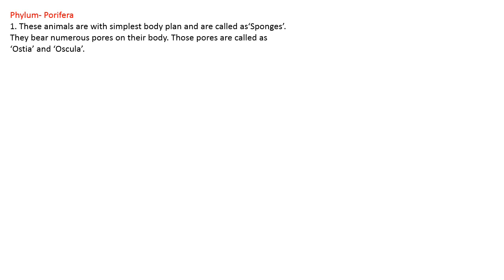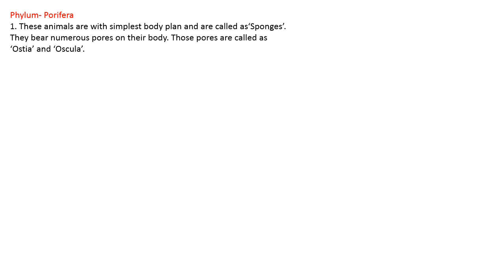They bear numerous pores on their body. As I said, on their body there will be numerous pores, many multiple pores. Pores means small openings. Those pores are called ostia and oscula. Among these pores, certain pores are going to be bigger and certain pores smaller. The smaller pores are called ostia and the bigger ones are called oscula.